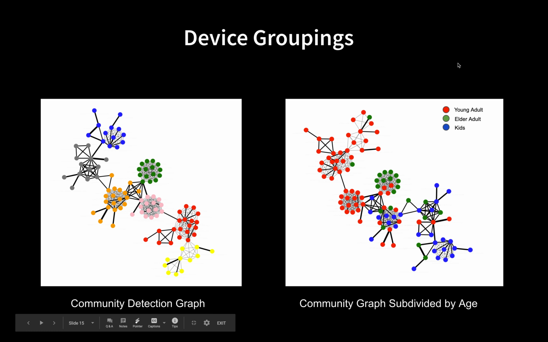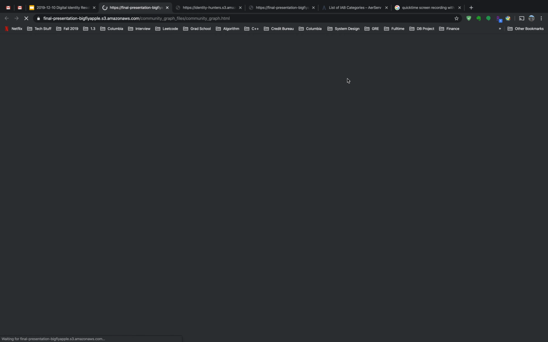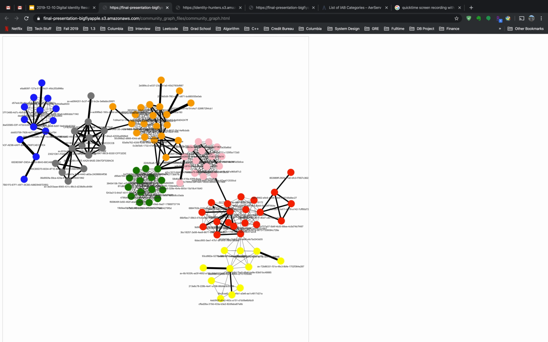Okay, so there are 2 visualizations in our final project, and let's go directly to the demo. The first graph is the community detection graph, and the nodes are the device IDs. The edges are the relationships between them, and the colors represent the unique communities. Also, the width of the edge represents how strong the relationship is between 2 nodes.